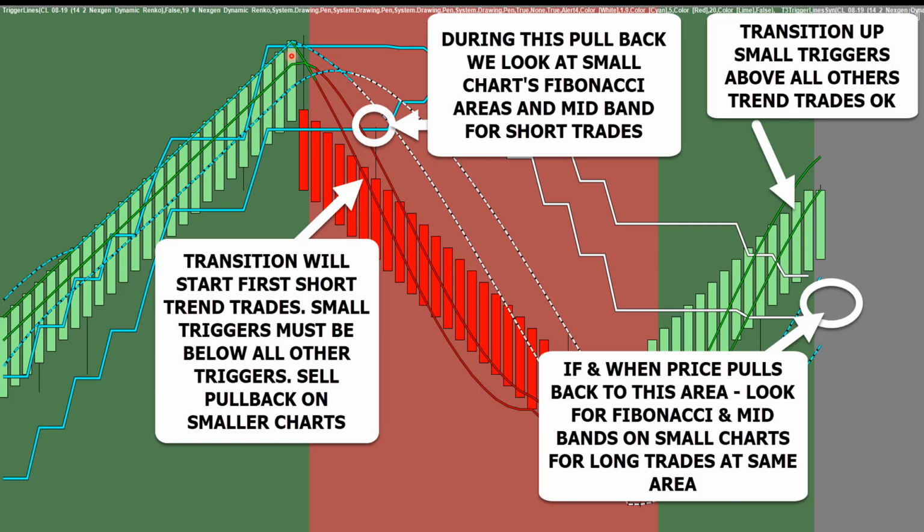If the market was making a trigger line transition on our larger chart, this is where we start our trend trades. And again, transition is nothing more than our small triggers getting below the others. During the pullback, we're going to look for a short. You see what happens. Now, the same thing over here. We have a transition to the upside. Small triggers are up and they're above the other triggers. If we get a pullback, we're going to want to do a long trade if the Fibonacci's are correct.